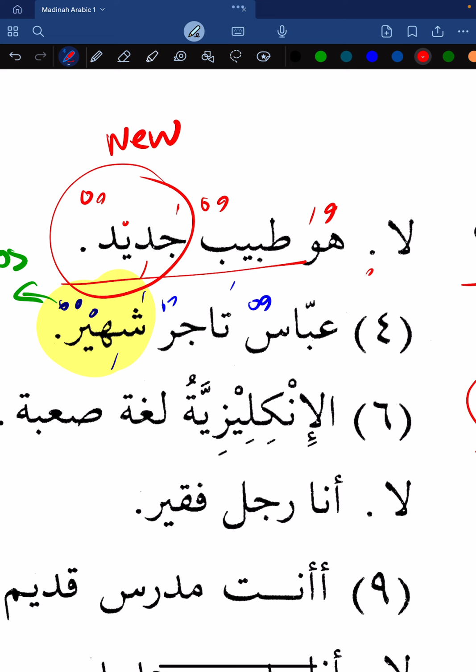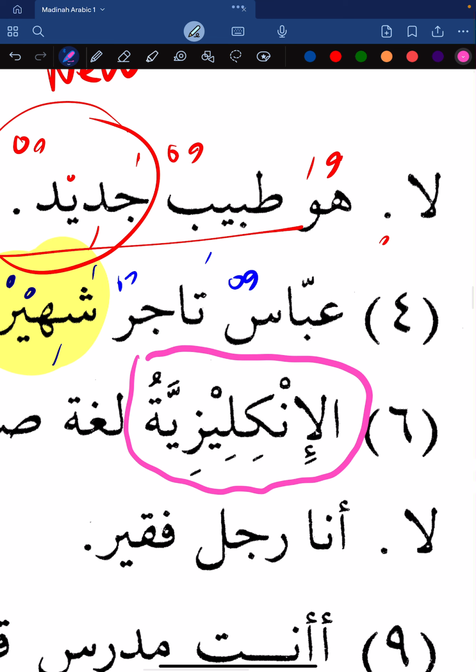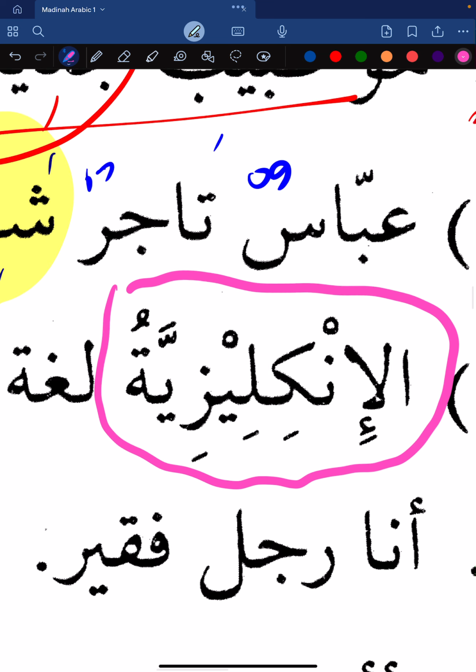This is the funniest word, and every time I look at this word I cannot help but laugh. I think they made a mistake here. No, actually, it's correct. Inkilizatun. Oh my god. Wait, no, that's wrong. Take that away. I'll check that later. Focus on the class. Okay.